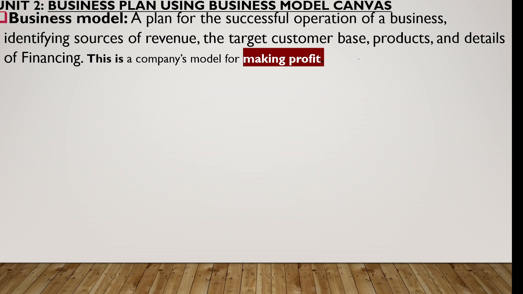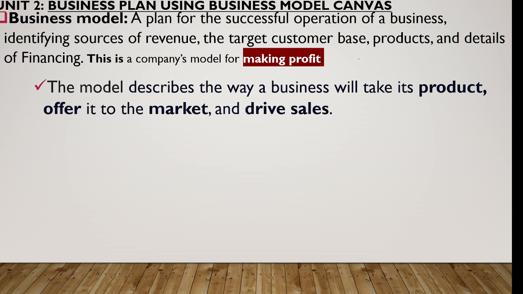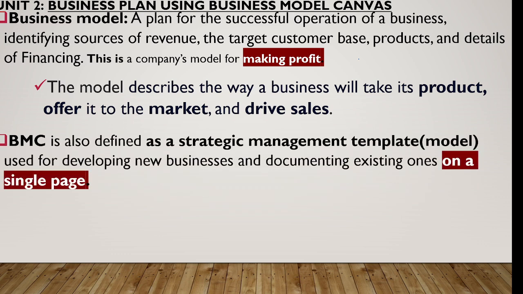A business model. When we say a business model, it's a company's model for making profit, a plan for how the company will run its operations in a way to get profit. That's what we call a business model. You can choose to be a retailer, you can choose wholesaling, you can choose e-commerce, you can choose giving premiums. So those are different business models.